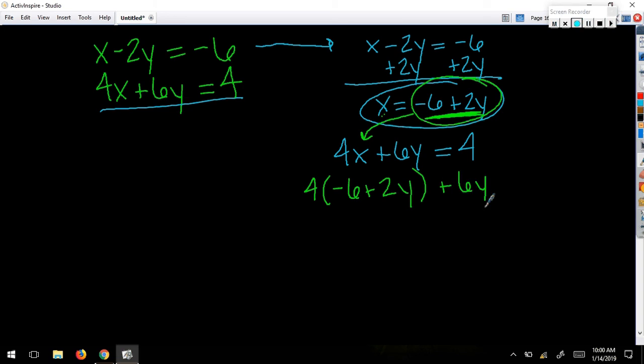Everything else stays the same. Okay. Now I distribute. What's 4 times negative 6?